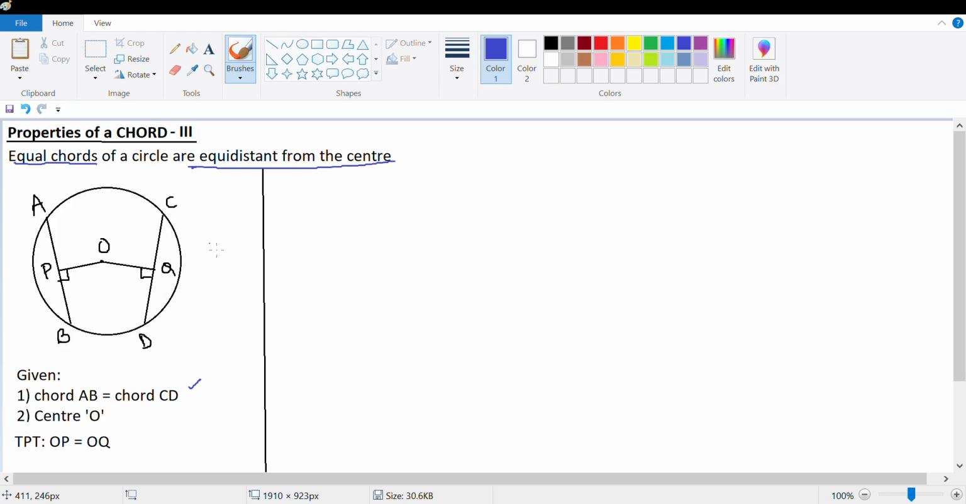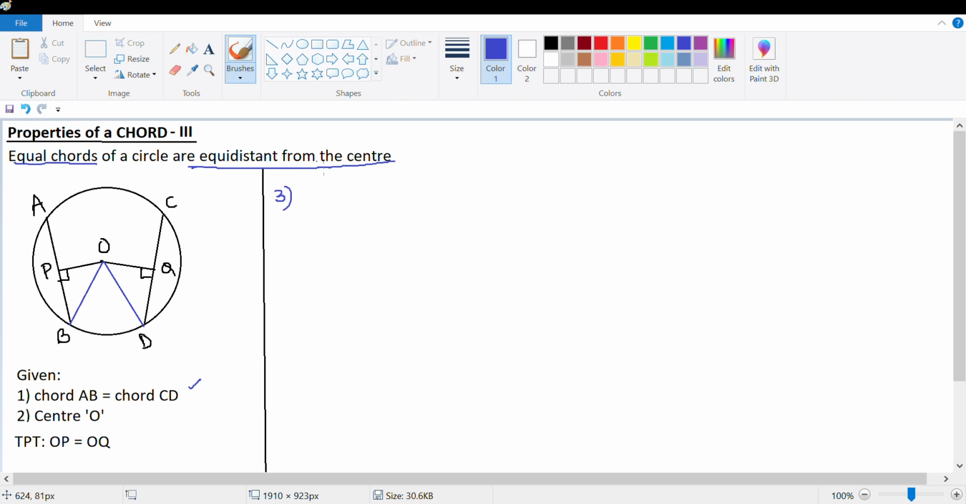Now to prove this, let's try and construct a triangle which we will be able to prove congruent. So let's join OB, which is the radius of the circle, and OD, which is also the radius of the circle. So let's start trying to solve it.